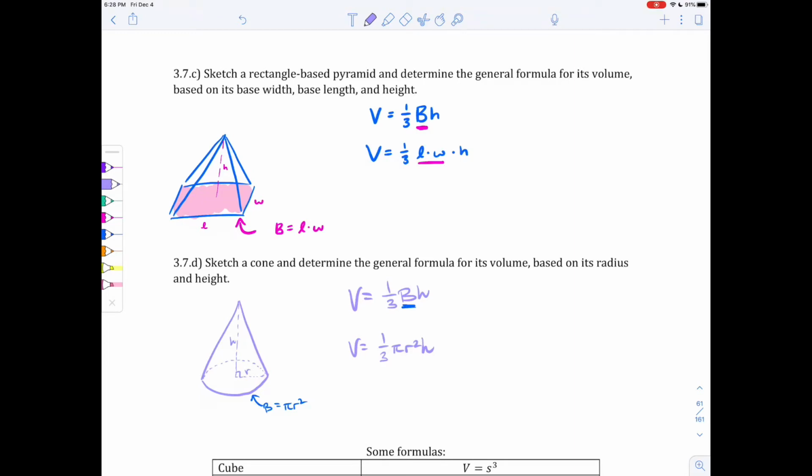So hopefully you feel pretty comfortable with replacing that capital B, the area of the base, with these more specific formulas after going through those surface area sections. I do, yes, thank you.